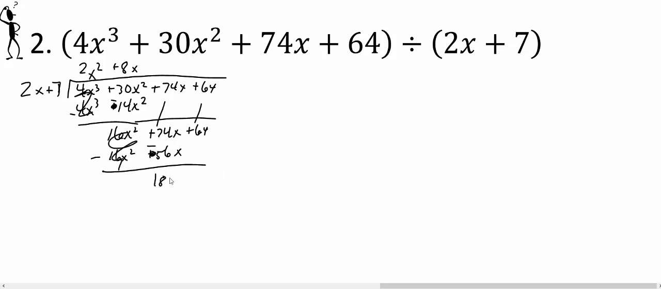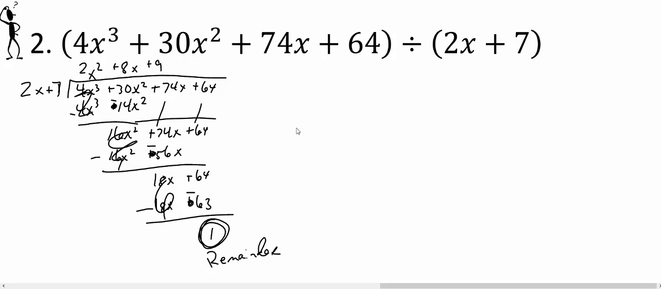This is 18x plus 64. Multiply by 9. So I get plus 9. That's 18x. 9 times that is 63. Fantastic. So I subtract, change the sign over here, cancel, I get 1. So 1 is my remainder. My answer: 2x squared plus 8x plus 9 plus 1 over 2x plus 7.